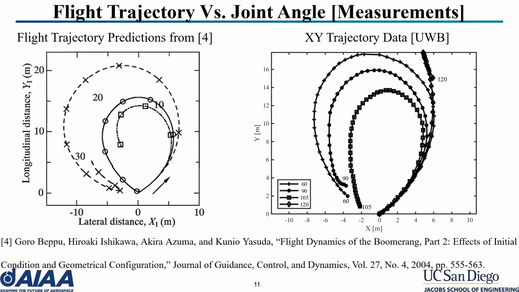Here on the right, you can see the results from the field trials for boomerangs of 60, 90, 105, and 120 degree joint angles. We can see that as the joint angle of the boomerang increases, the trajectory becomes more elliptical and eventually fails to return at all. On the left, you can see the results from the aforementioned work on elbow boomerangs published in 2004 for boomerangs of 110, 120, and 130 degree joint angle. You can see that the flight trajectory simulations for large joint angle boomerangs fail to replicate the trajectories that we see in the field trials.